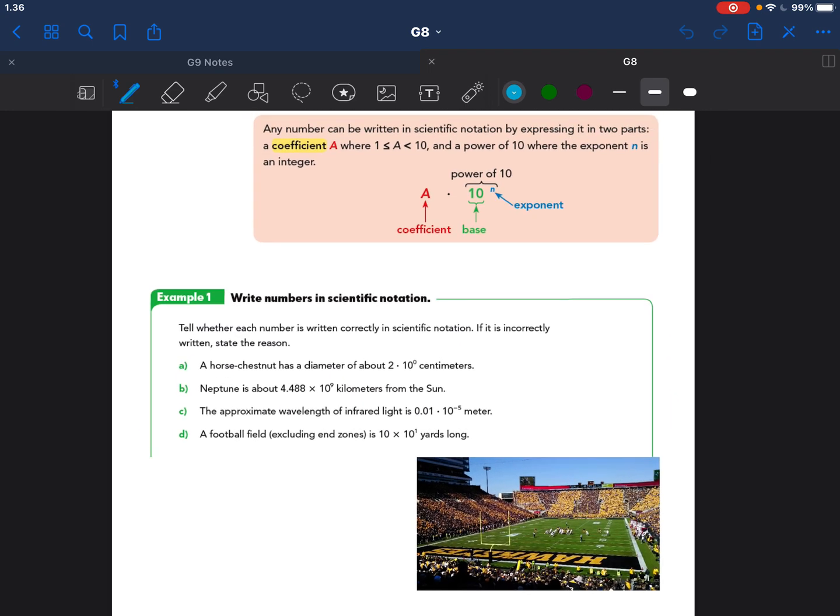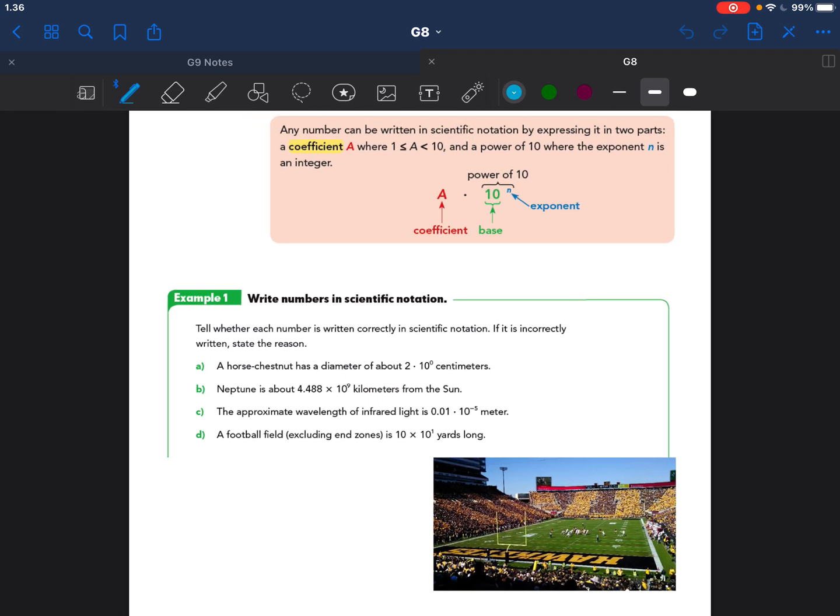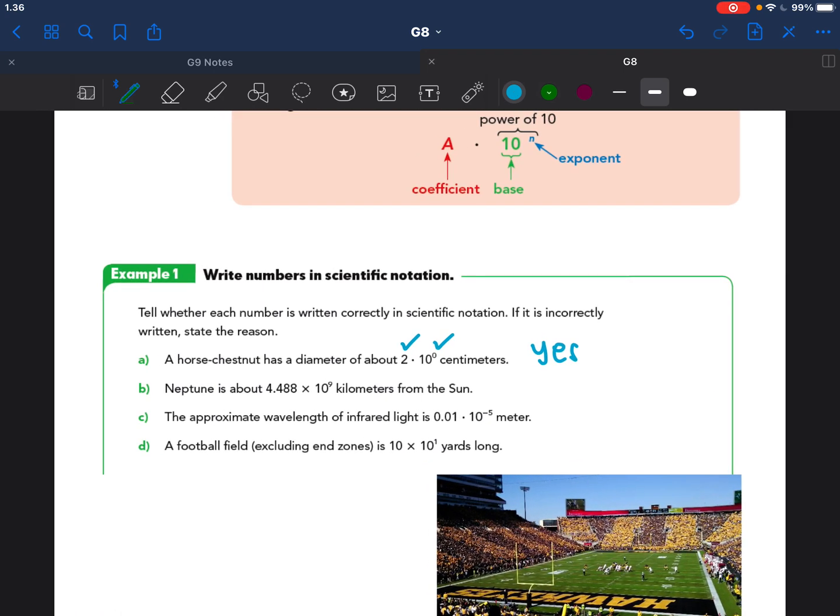So if you want to go back to the top here, the coefficient is between 1 and 10, check, times 10 to the power of 0. The exponent 0 is an integer, in other words, a whole number, check. So this is yes, correct. Okay. Alright, so let's look at B here. It says Neptune is about 4.488 times 10 to the power of 9 kilometers from the sun. Again, coefficient is between 1 and 10. The times 10 to the power of 9. 9 is an integer.